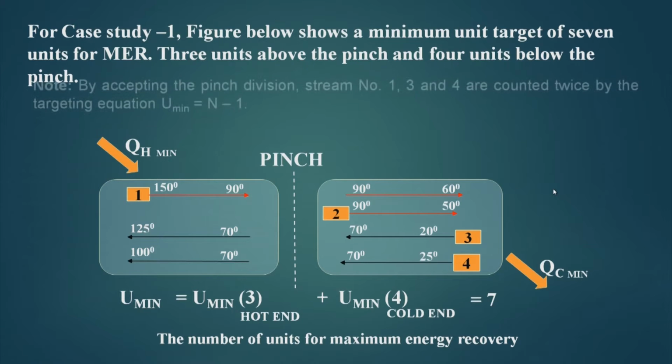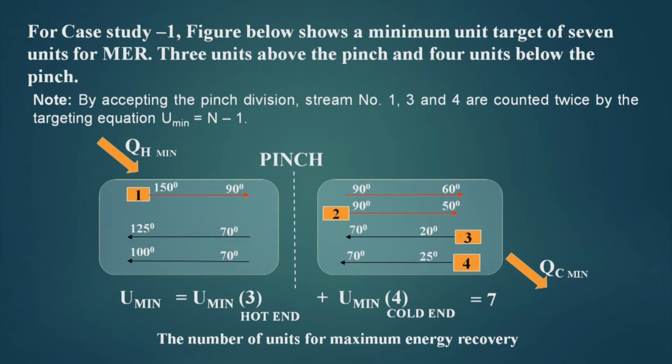Now, why has this happened? By accepting the pinch division, streams number 1, 3 and 4 are counted twice by the targeting equation, U minimum equals N minus 1, and due to this twice counting of these streams, the number of units in this MER design has increased.